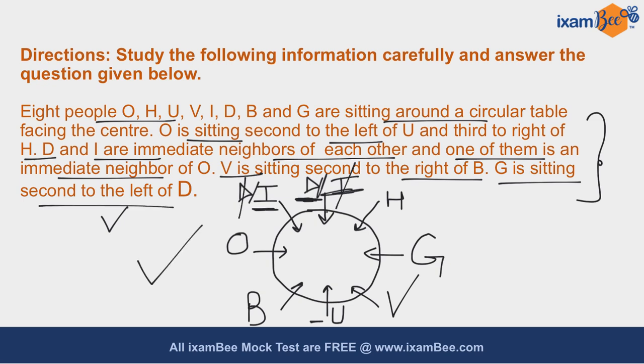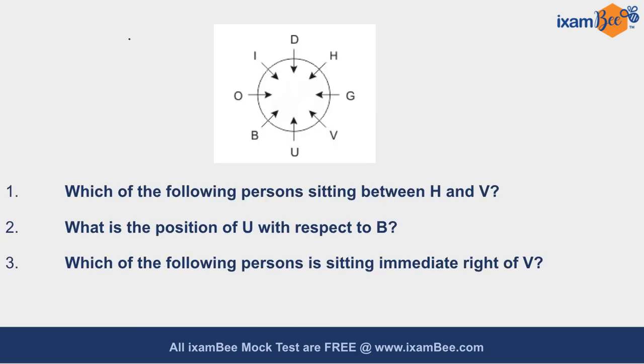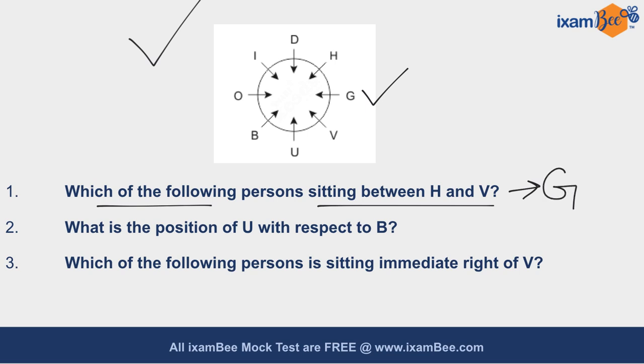Basis on this arrangement, let's answer some questions. First question states, which of the following persons is sitting between H and V? Clearly, G is sitting between H and V. So the correct answer for this particular question is G.